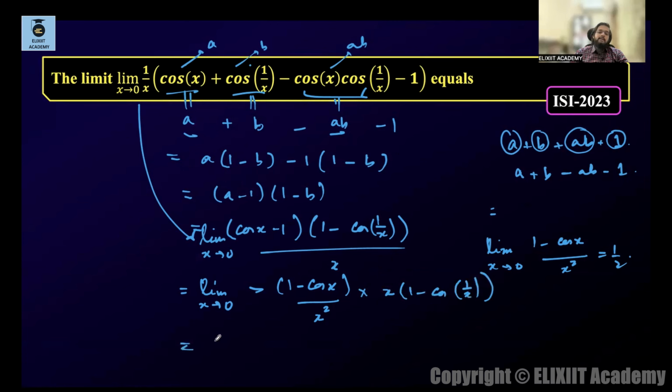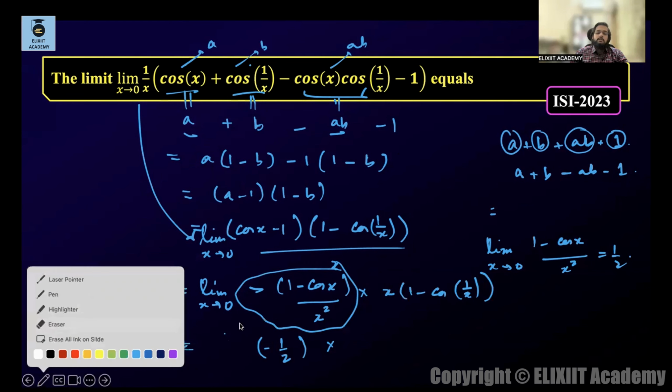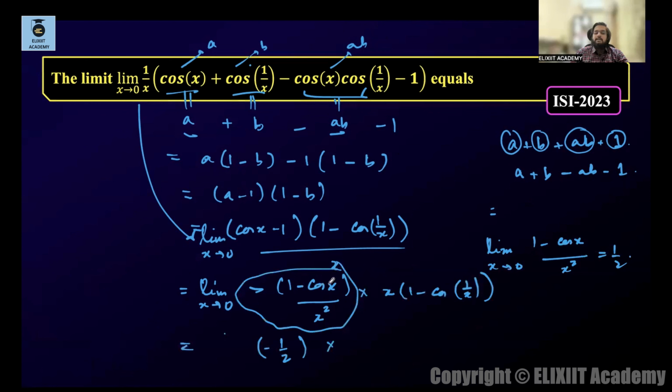So what are we getting from here? Look at this part: this will become minus half. Only this part will be remaining. Now you can simply distribute the limits. This part is gone, that's straight away minus half. Minus half times limit x tending to 0, and you're left with x into 1 minus cos 1 by x.